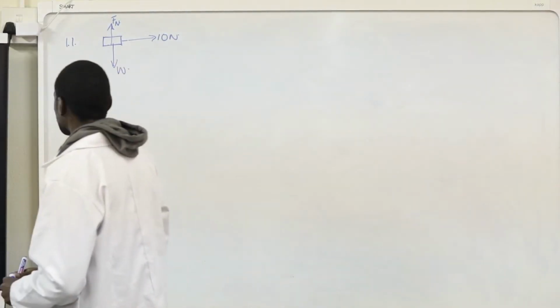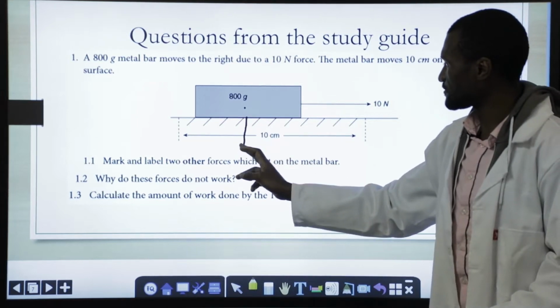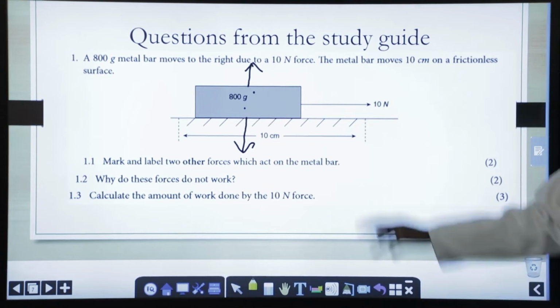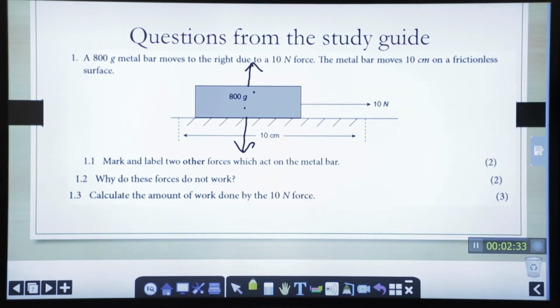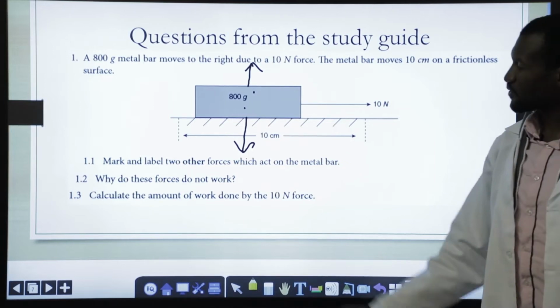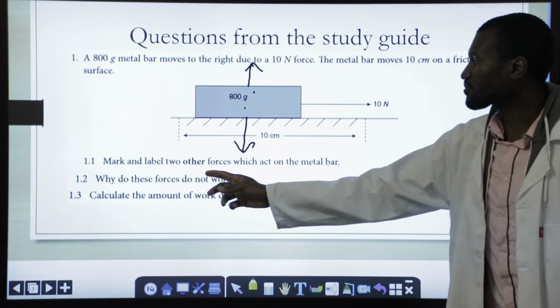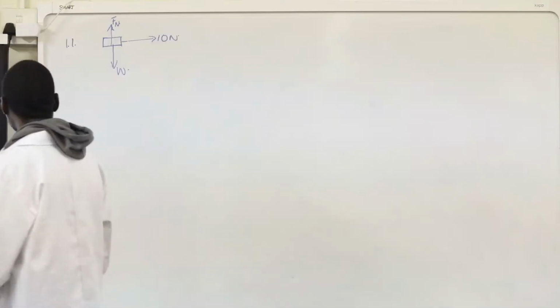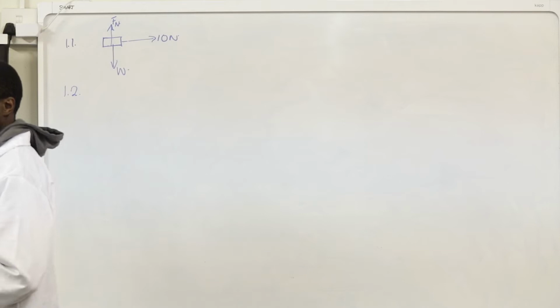Okay. So we are asked to indicate on here what other forces are working on it. All right, so that's the normal force upwards, and downwards will be the force of gravity, which is its weight. Next question, 1.2. Why do these forces do no work? Why do you think they do no work?